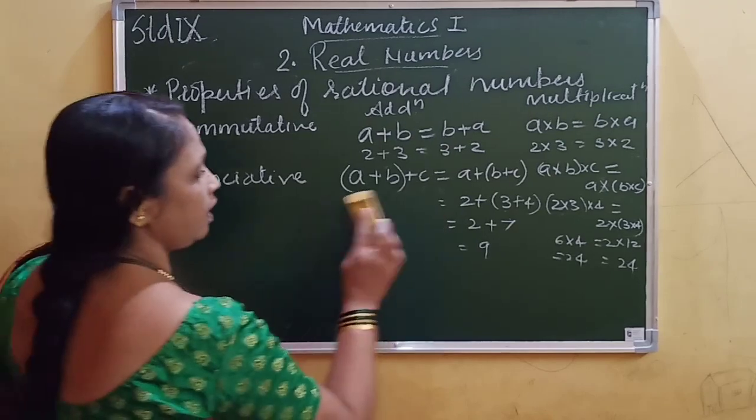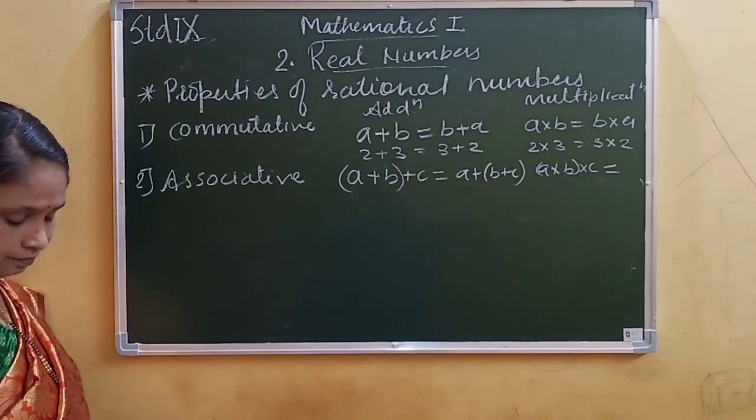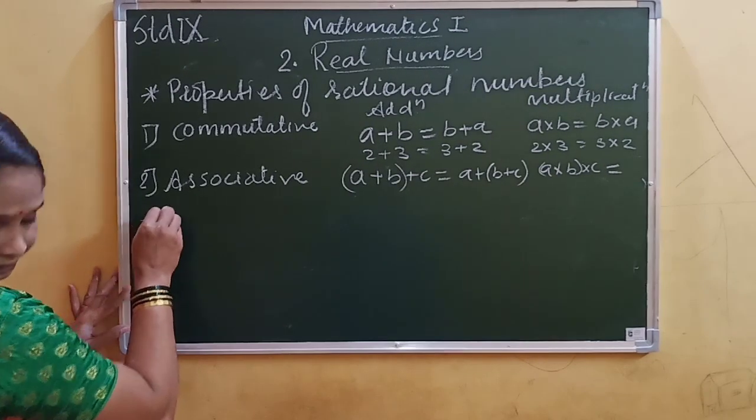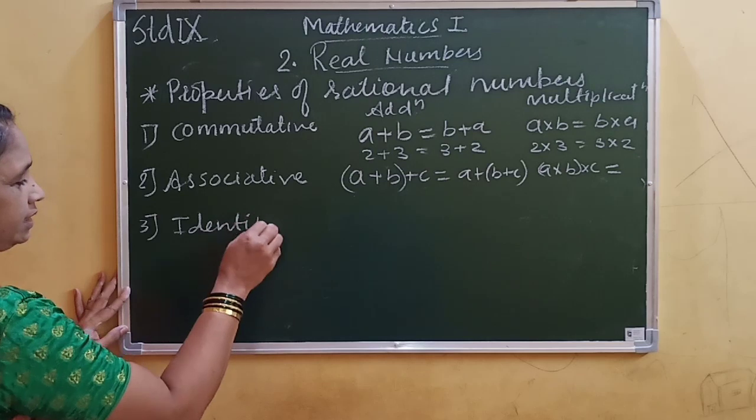Now next is the third property: identity. Now the identity of addition, what does it tell?